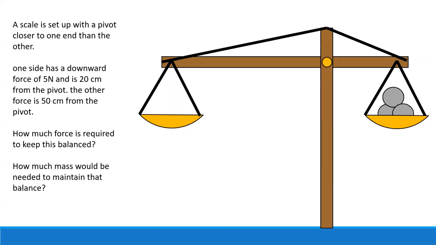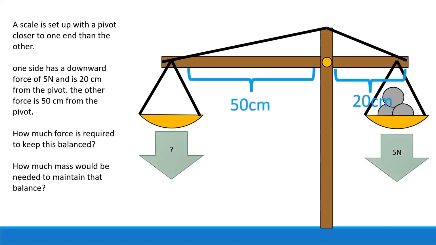So we've got some information we can add to our diagram here. We now know that one side is 20 centimeters away and one side is 50 centimeters away. How much force is required to keep this balanced? What mass would be needed to maintain that balance? If I had a question like this, straight away I would be very annoyed by the question. There are so many numbers and text and pictures. It makes it very difficult to do this question because there's so much going on.